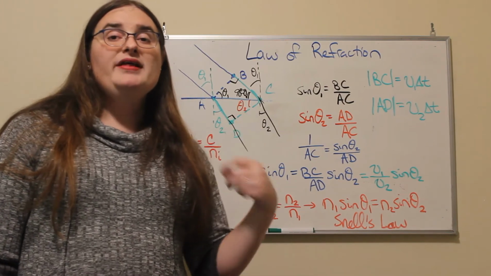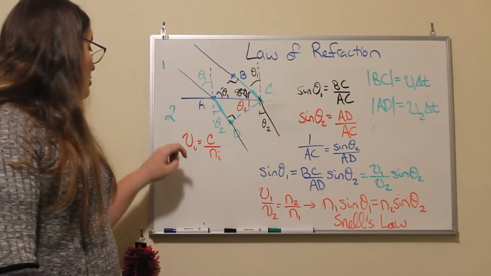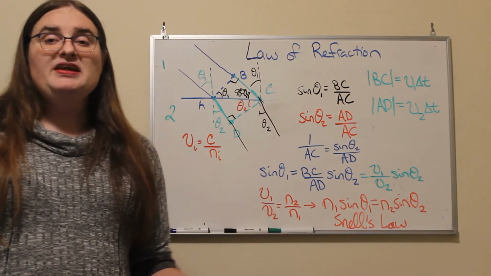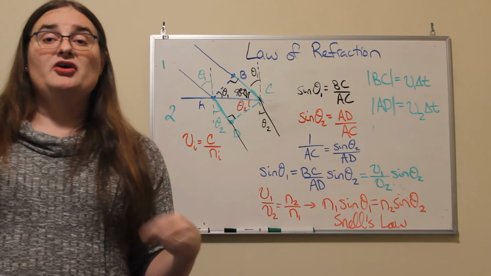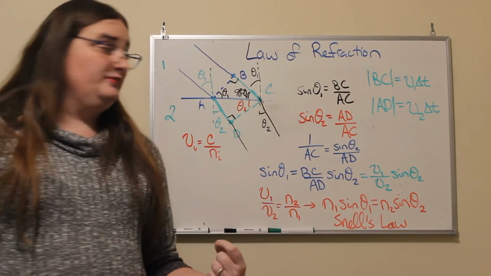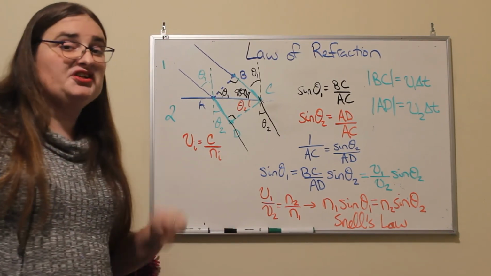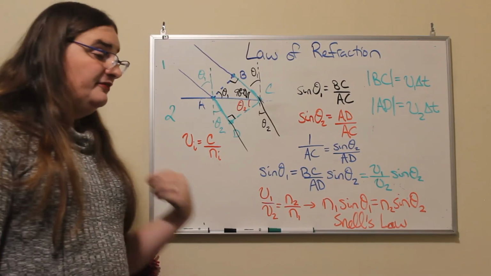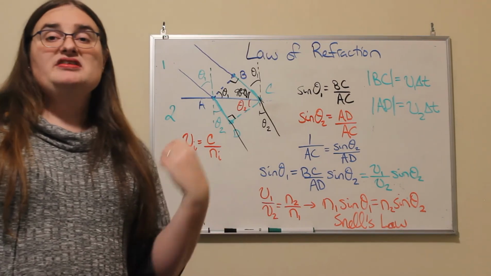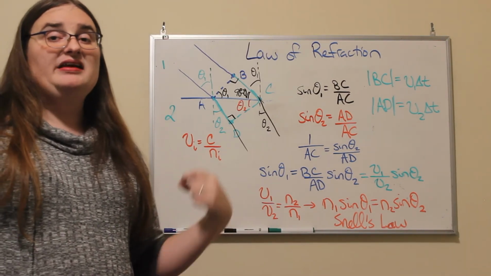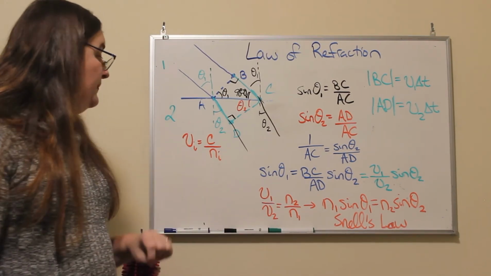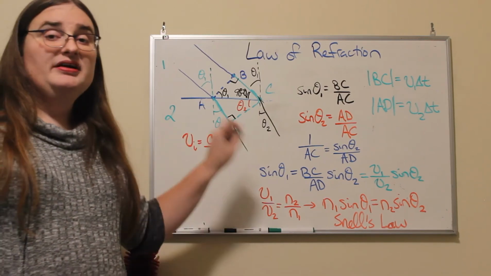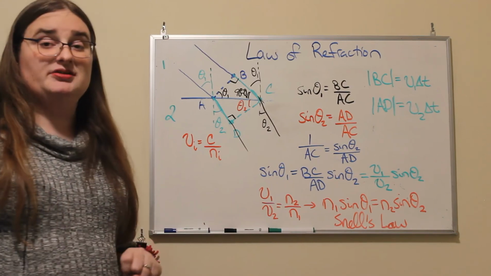Well, with waves, we characterize the bending of waves and the wave speed through a material property called the index of refraction. And the index of refraction is the ratio of the speed of light in a vacuum divided by the speed of light in a material. So the speed of light in that material is going to be the speed of light in a vacuum divided by the index of refraction.